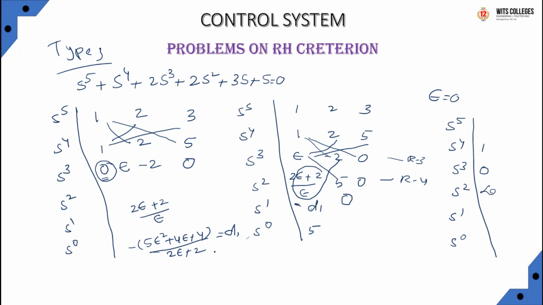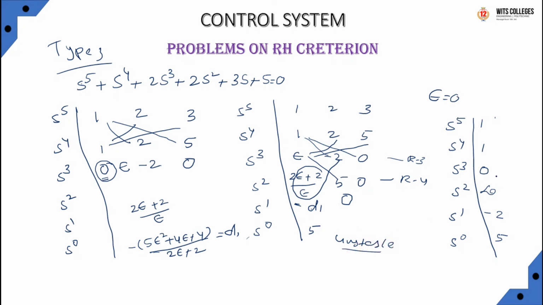Again I substitute here 4 by 2, which is nothing but 2. Here the minus 2, this is the 5. By considering the first column elements in this equation, sign changes are present and zeros are also present. Such a system is said to be an unstable system. This is unstable.